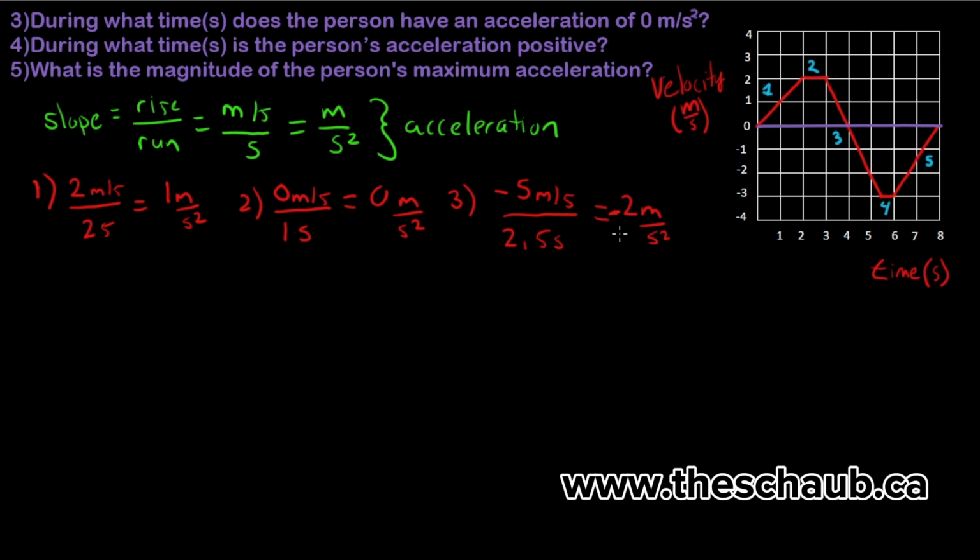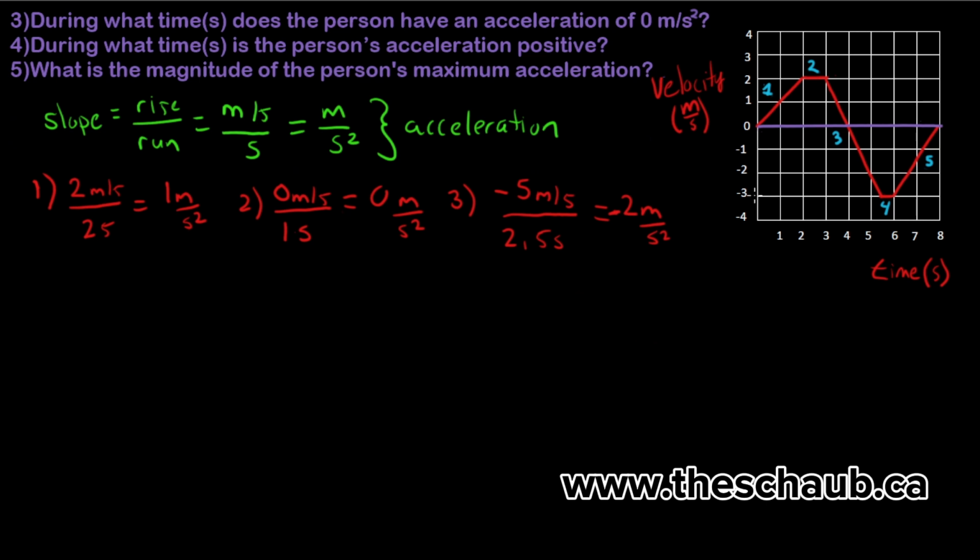Our acceleration of -2 meters per second squared makes sense because we're initially here at a velocity of 2 meters per second. We slow down or negatively accelerate until we come to a stop, and then we start negatively accelerating, or increasing our velocity in the negative direction, until we hit our velocity of -3 meters per second.